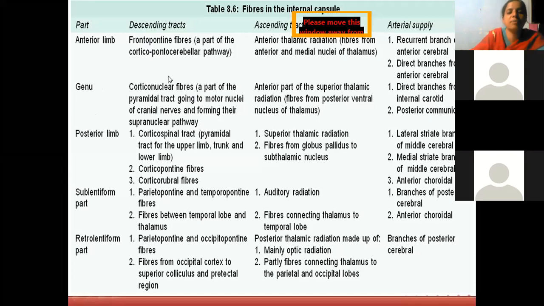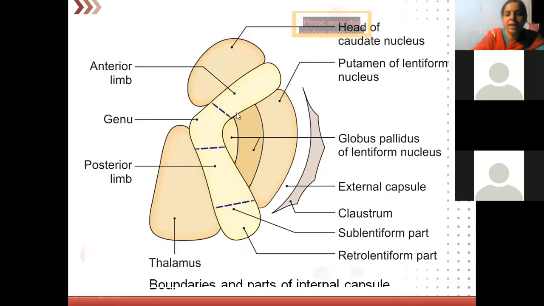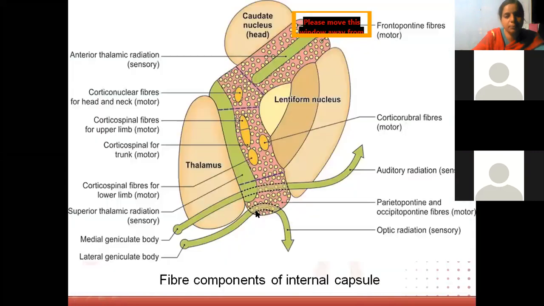In the genu also we will have ascending and descending tracts. The posterior limb similarly has descending and ascending tracts and the blood supply. The whole of this table is very important. Your 15 marks question is based on this table only, because for each part, in the anterior limb you will be giving the tracts, in the genu you will be giving the tracts, in the posterior limb you will be giving the tracts, and in the retrolentiform and sublentiform parts also you will be giving the names of tracts and also the blood supply.